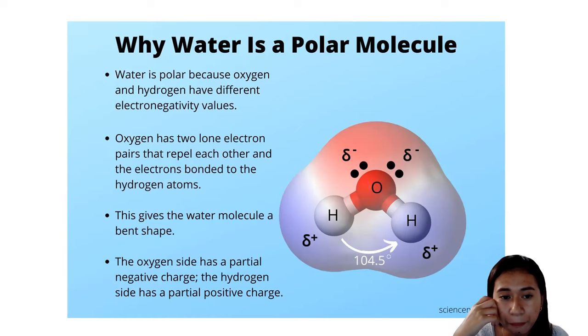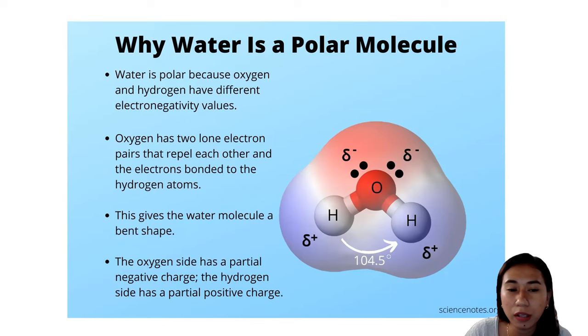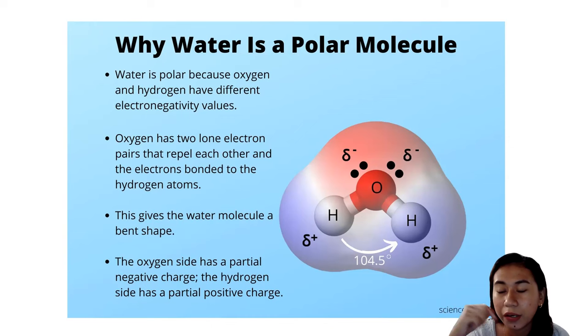And the electrons bonded to the hydrogen atoms. So, the oxygen side has a partial negative charge and the hydrogen side has a partial positive side. Kaya siya nagiging polar. That's why water is a polar molecule. Alright? Now, remember in chemistry, like dissolves like. Kaya yung water, it is also considered as a universal solvent kasi most of the molecules are polar and marami siyang pwedeng ma-dissolve. No? So, that's why polar dissolves polar.